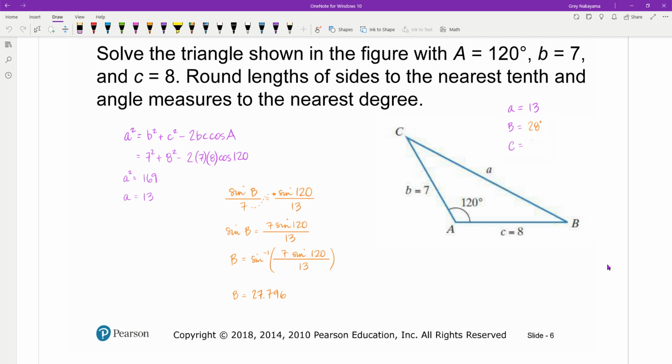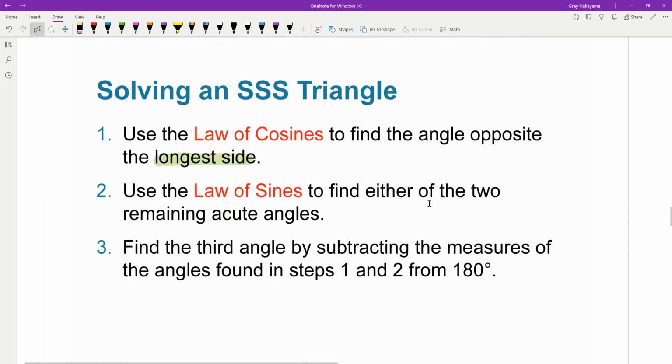And then we find C by subtracting those two angles from 180. And so C is equal to 32. And we're done. If you have any questions about that, write them down so we can talk about them when you see me next.